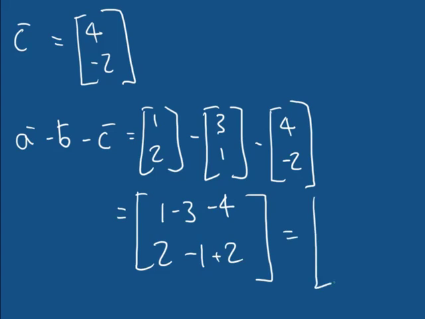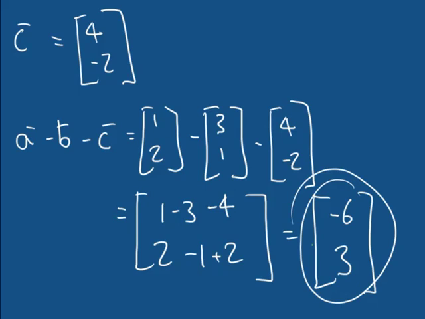That means our result is going to be 1 minus 3 is minus 2. Minus 4 is minus 6. Then 2 minus 1 is 1. Plus 2 is 3. So the resultant vector is minus 6 in x and 3 in y.